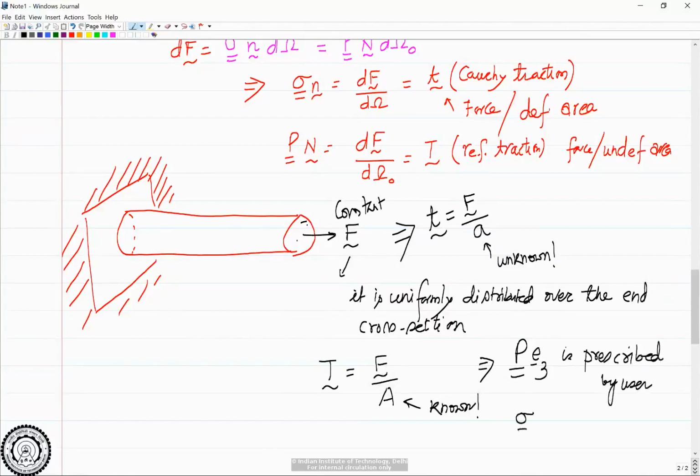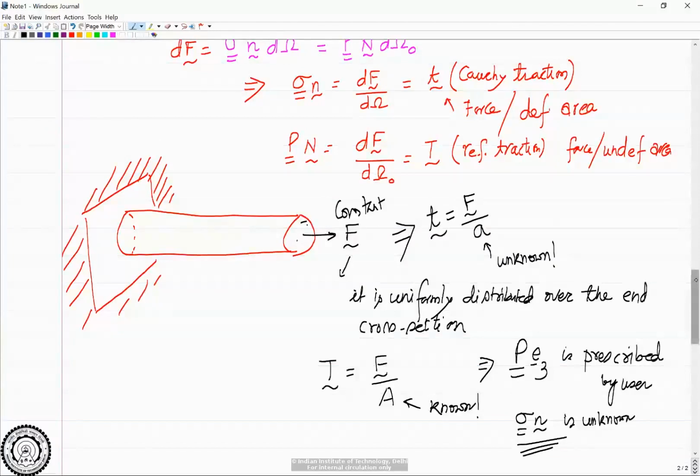Whereas sigma into n, we don't know what it will be. The normal n is also going to change as the beam deforms. So sigma into n is unknown here, and that's because the force by the deformed area is not known. So you are not prescribing sigma n, although it looks like a true stress. This is not something that you are prescribing here. So you see the meaning of the first PK and the Cauchy stress. I hope that it clarifies.